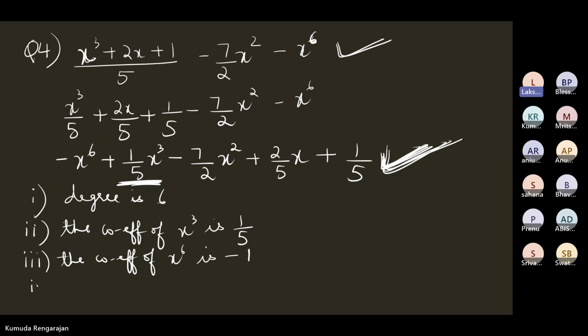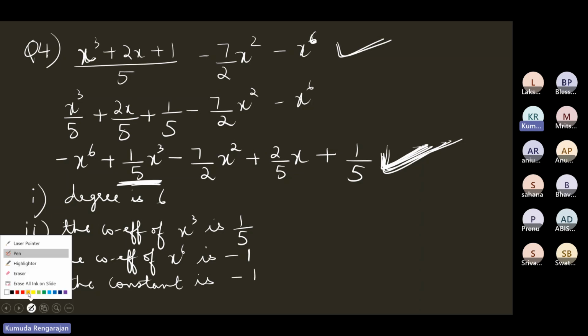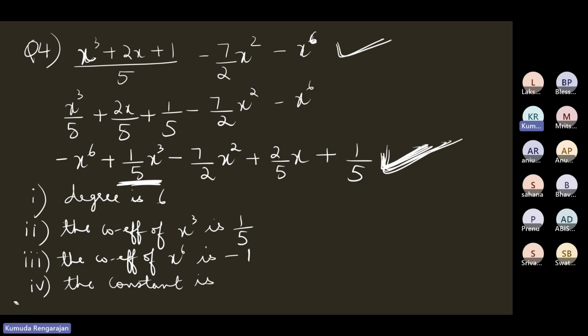Second question, ma'am. Okay, fine. The coefficient of x to the power 6 is minus 1. And the last one, the constant term. Which is the constant term? 1 by 5. Yeah, plus 1 by 5 or simply 1 by 5. If it's minus, you have to write minus. If it is plus, you can just write 1 by 5 also, or plus 1 by 5. Both are correct. It's 1 by 5.